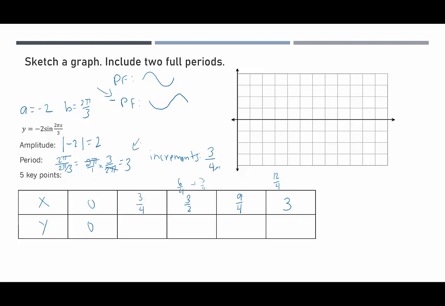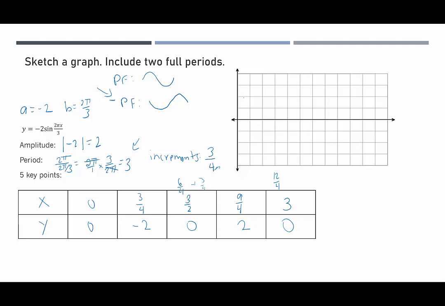Hooray! For the y values, because a is negative, remember we're going down first. So how far down are we going? We're going 2 units down to -2. We're going back to the middle. We're going up to the top, ending back at the middle at 0.